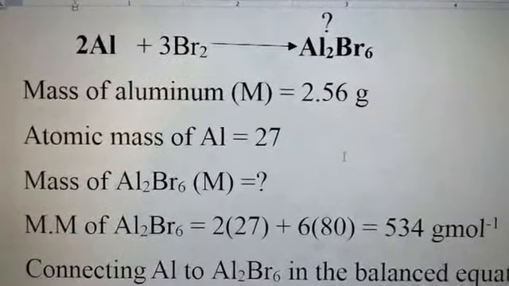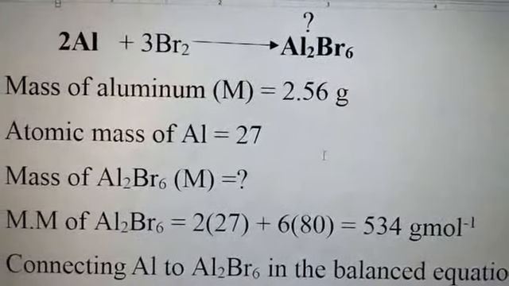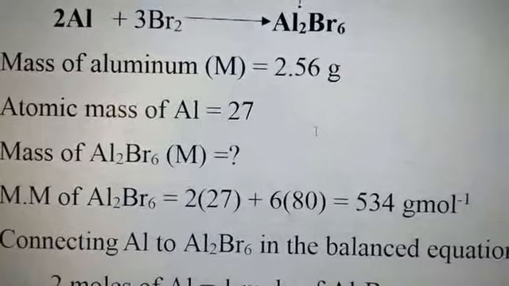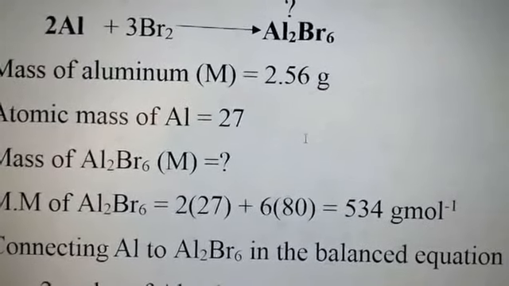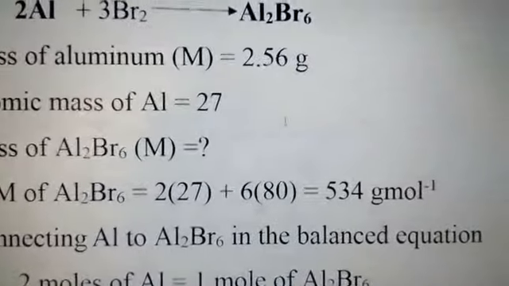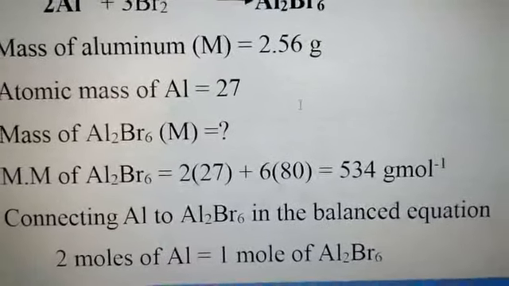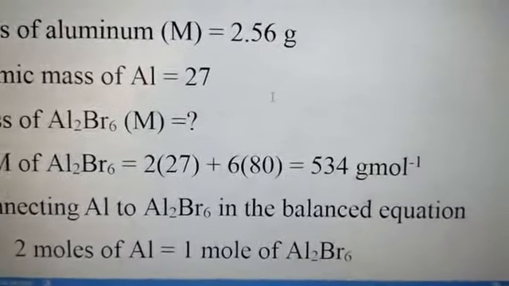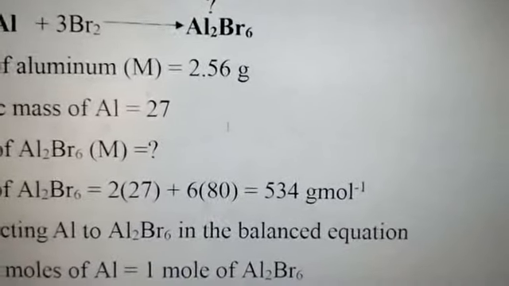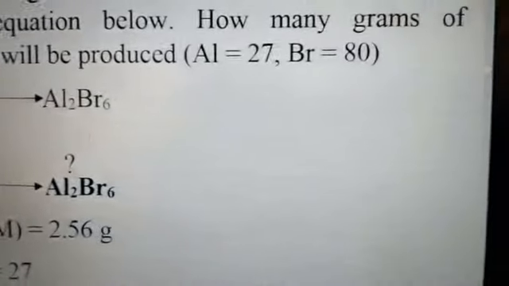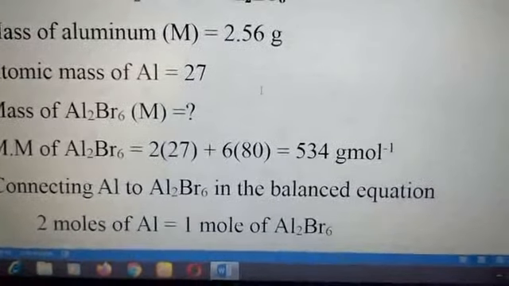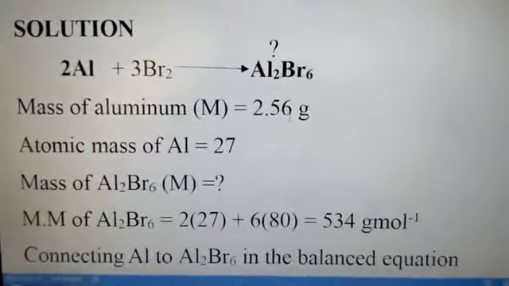Then the aluminium bromide is what we're looking for. We'll have to find the molar mass of the aluminium bromide. Aluminium is 27, given to you already, times 2 atoms, plus bromine, the atomic mass of bromine is 80, times 6, because of 6 atoms there. If you add everything together, 54 plus 480, we get 534 grams per mole. You're given the atomic mass of aluminium and bromine already, so that is what to use in calculating the molar mass of the aluminium bromide. Then we'll connect the 2 substances in the equation.